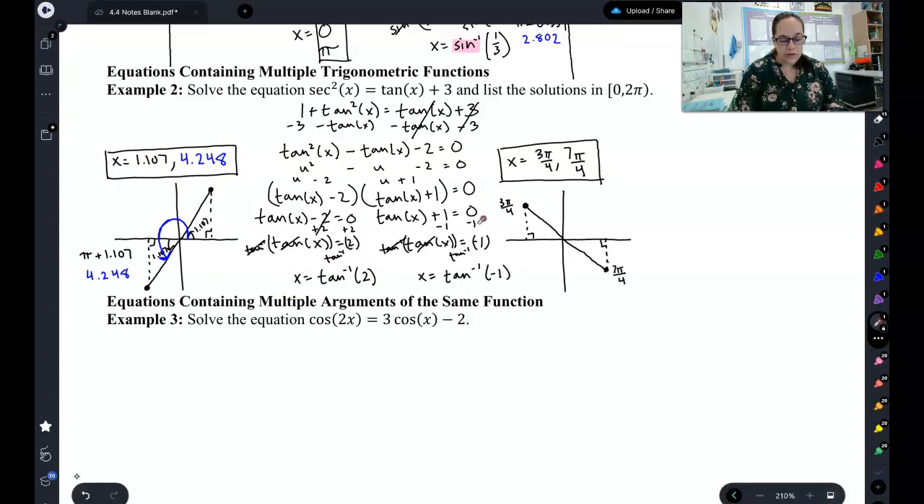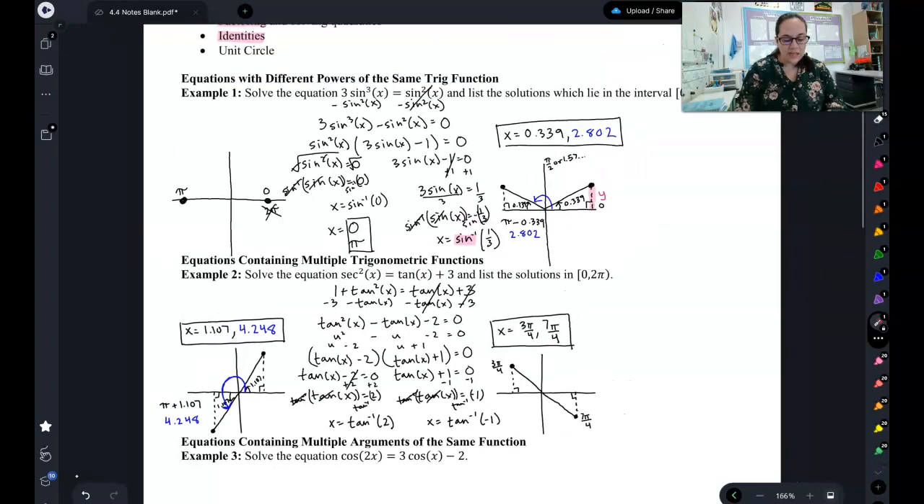Then I went over to the other side. Tangent of x plus 1 equals 0. Solve that and I get x equals arctan of negative 1. That's a unit circle point. I know where negative 1 is on the unit circle for the tangent values. So tangent is negative 1 here, and it is negative 1 there, which would be at 3 pi fourths and 7 pi fourths. So that is my other two answers.